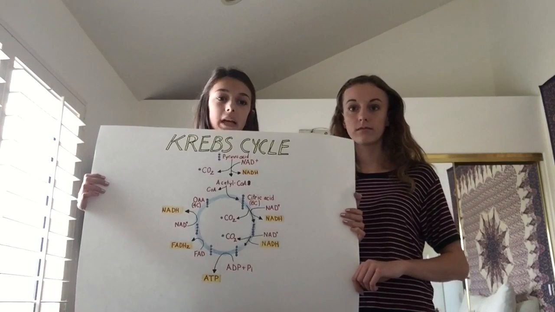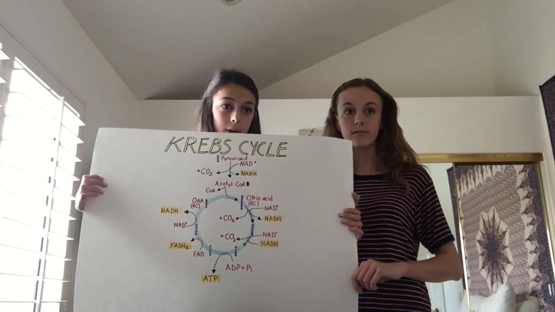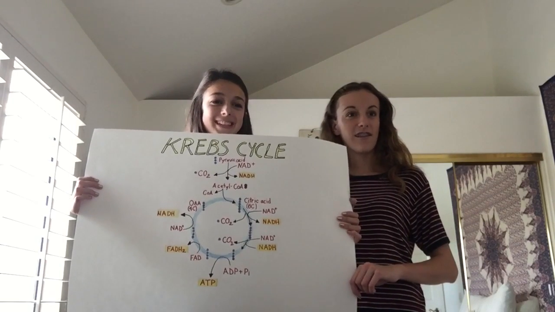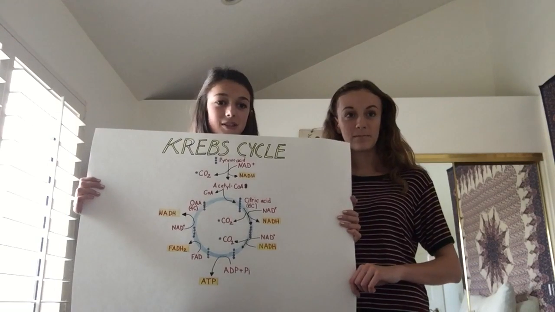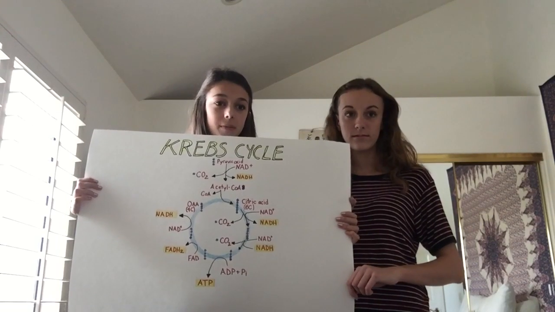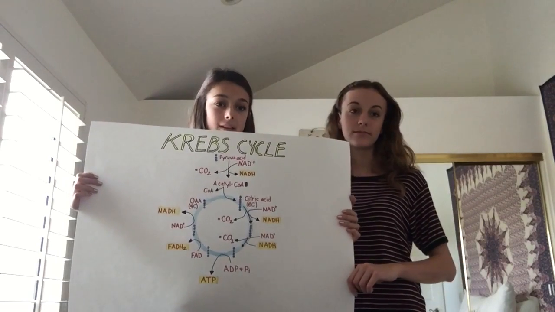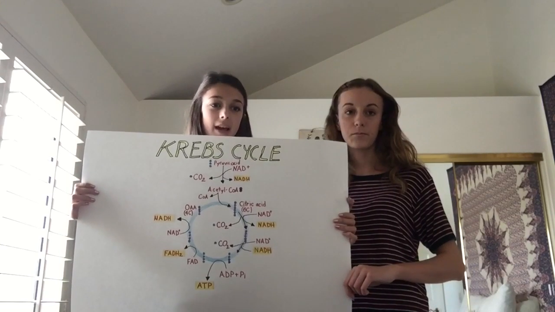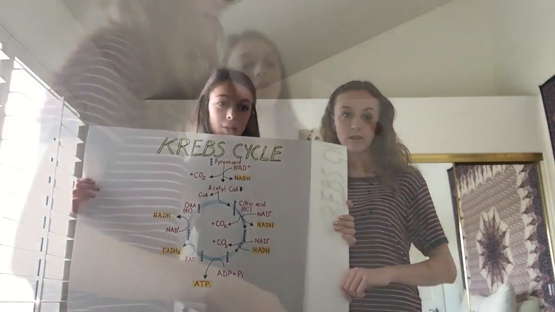Prior to entering the Krebs cycle, pyruvate must be converted to acetyl-CoA. This is achieved by removing a CO2 molecule from pyruvate and then removing an electron to reduce an NAD+ into NADH. An enzyme called coenzyme A is combined with the remaining acetyl to make acetyl-CoA, which is then fed into the Krebs cycle.